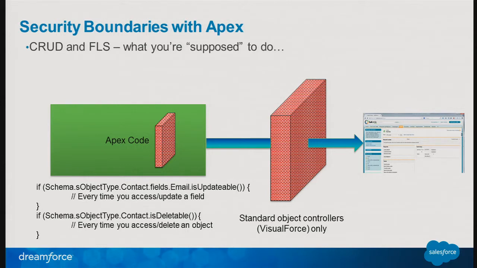This is what you're supposed to do, right? They don't talk a lot about this in the language reference. What they pretty much say is if you want to do things correctly, you should perform a describe operation and check, is that field or object updatable? So for example, in this case, the first example is the email field updatable? For this user, can I update the email? So you do that check, and based on that, you decide whether they can or can't update the email.